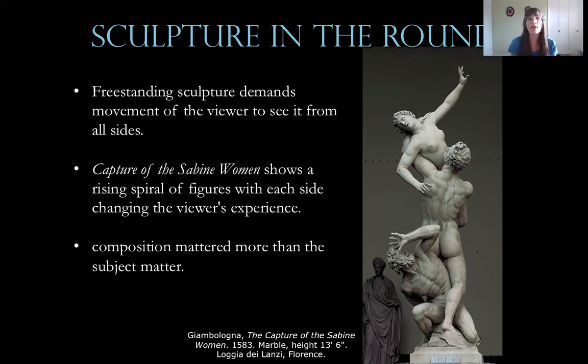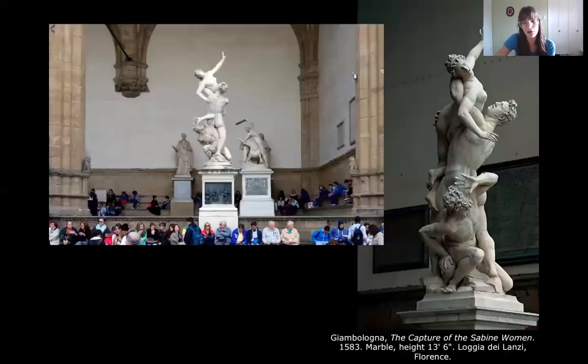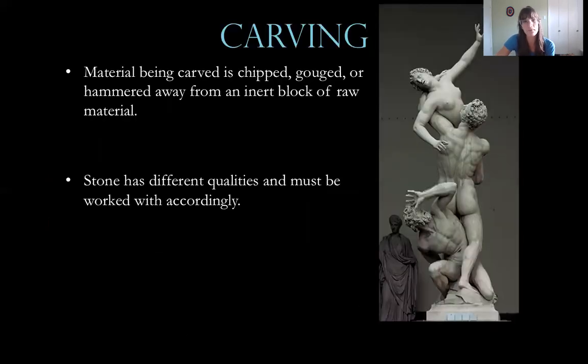But nonetheless, this is getting us to think about sculpture in the round as a device for sculptors to really make the composition matter, so that the subjects move in a circular fashion, in a spiral fashion here, and then of course the viewer has to move in a similar fashion. This is what we call carving. So this is one of the types of devices for creating a sculpture that we'll cover today.